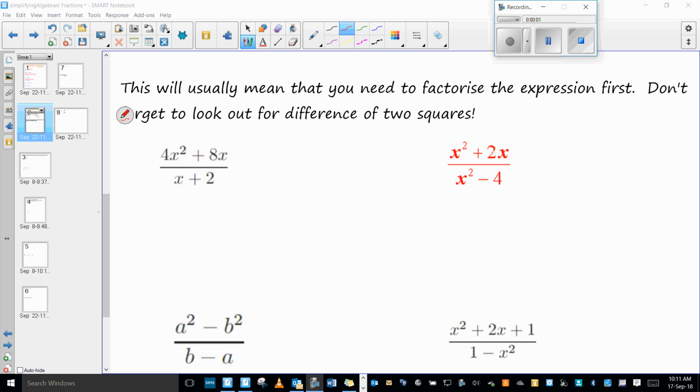So, these next ones, do we have things being multiplied together here on the top? Yes. Well, maybe I've worded it badly. I've got 4x squared plus 8x. Is there anything I can do with that expression that might enable me to do some simplification?